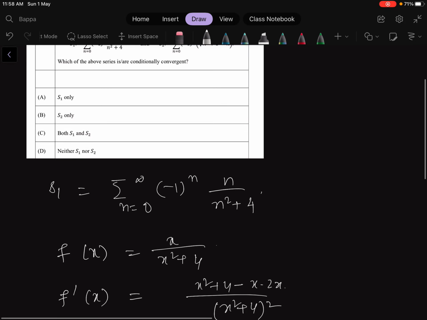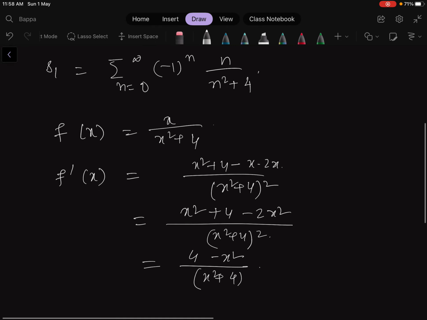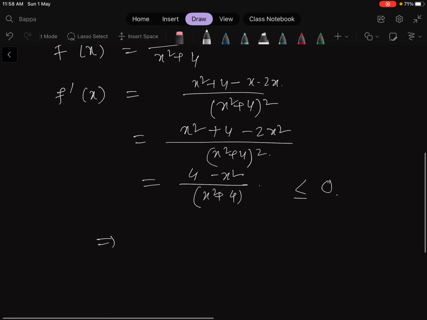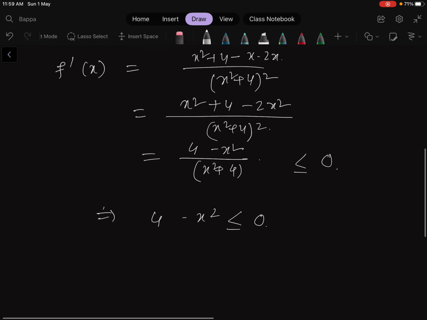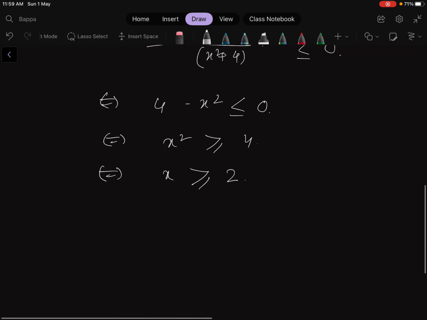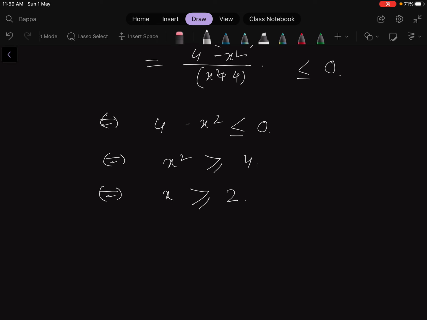I want this to be monotonically decreasing. So it is monotonically decreasing if and only if this is less than or equal to 0. That means 4 minus x squared is less than or equal to 0, if and only if x squared is greater than or equal to 4, if and only if x is greater than or equal to 2. I am considering only the positive real axis. So in our case, our n will be greater than or equal to 2.